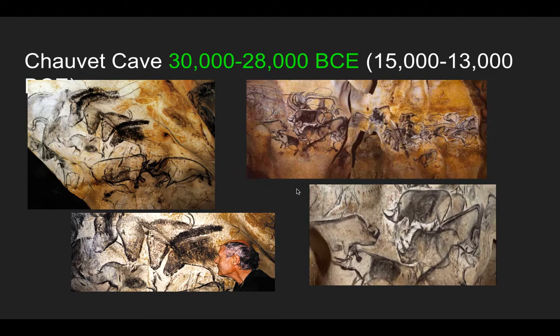So what we're looking at here is the Chauvet Cave, 30,000 to 28,000 BCE. I wonder why I have two different dates there. I will let you know in class. So this cave was discovered in 1994, threw historians for a loop. Carbon dating dated it as early as 30,000 BCE, thousands of years older than any other cave.